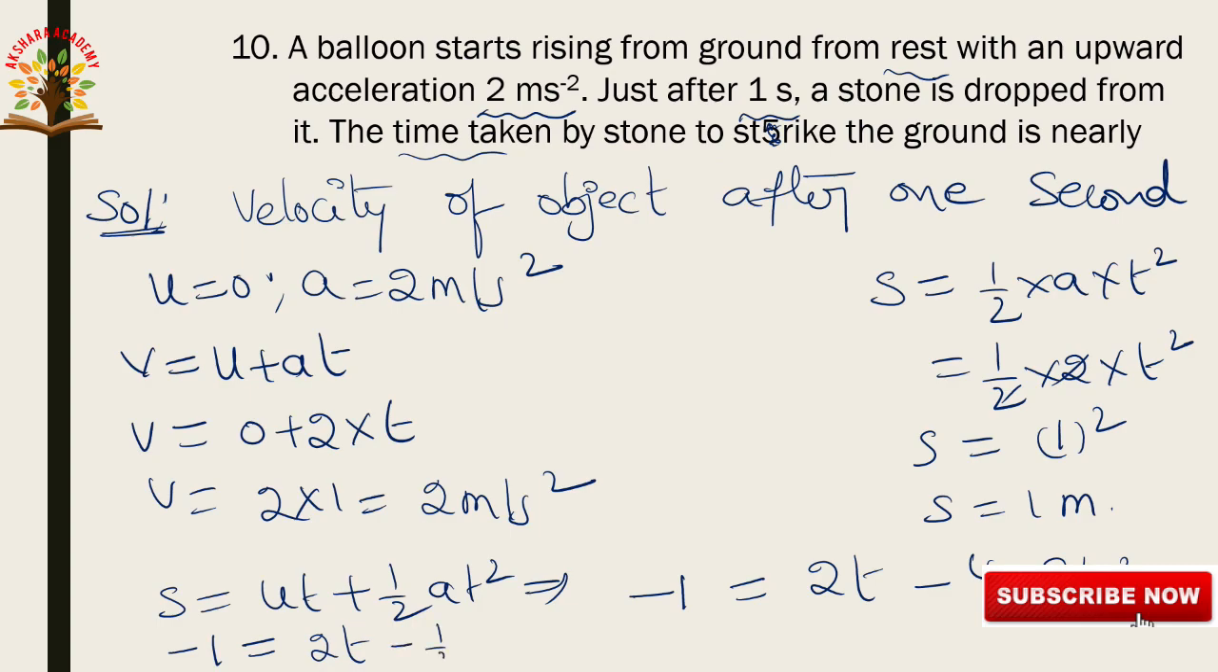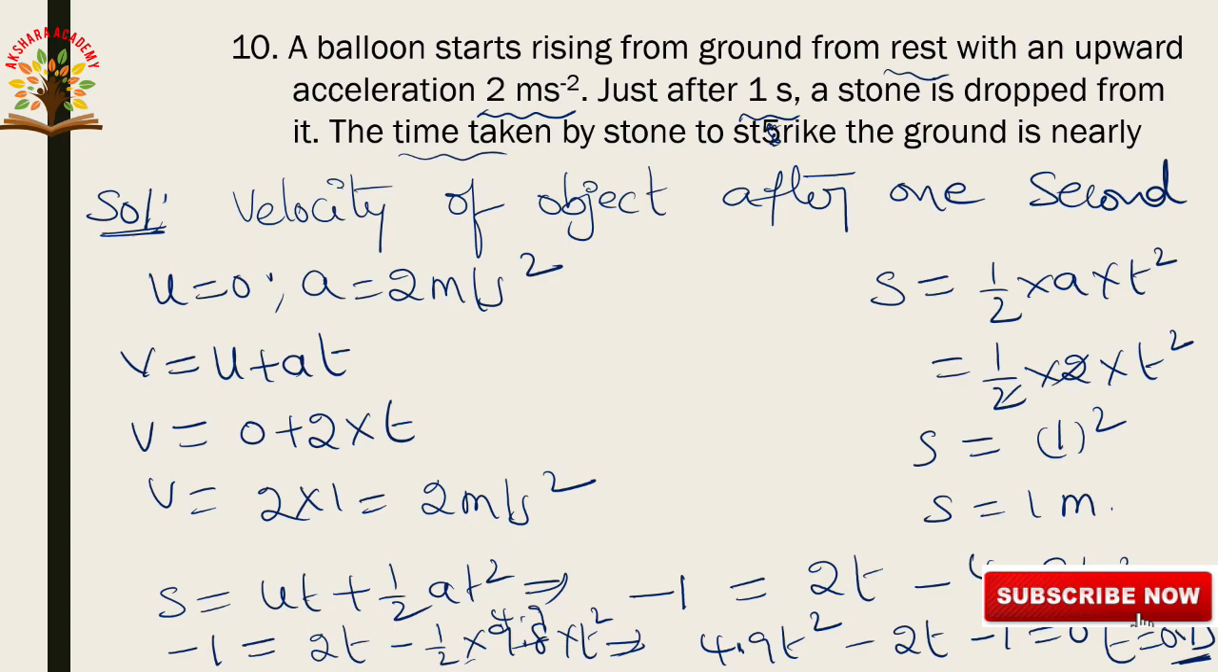2t minus half g t square, with g nothing but 9.8, gives 4.9 t square. That implies 2 ones to 4.9s. So here we are getting the equation 4.9 t square minus 2t minus 1 is equal to 0. It is in the form of ax square plus bx plus c. We are finding the roots, then we are getting the t value 0.7 seconds. So t is equal to 0.7 seconds. This is the final answer.